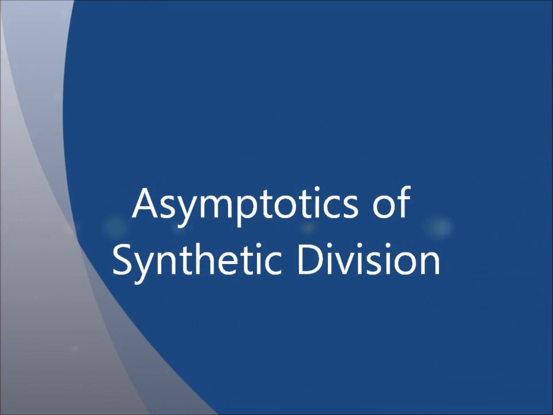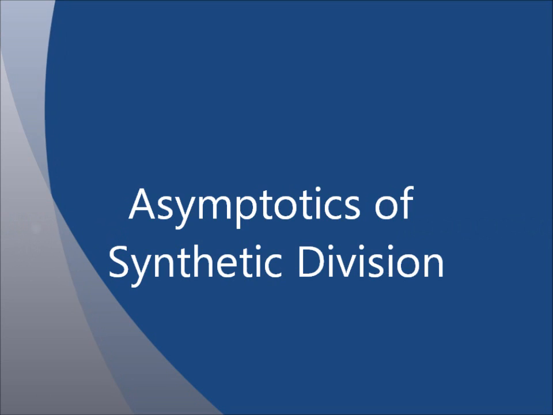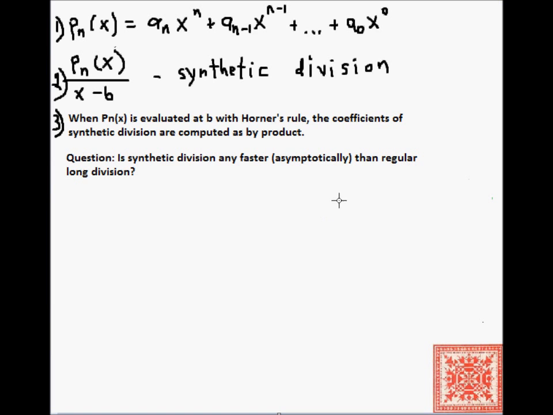In this screencast, we'll talk about some asymptotics of synthetic division. We talked about synthetic division of polynomials in several previous screencasts. So we have the nth degree polynomial Pn of x equal to an times x to the n, plus a(n-1) times x to the n minus 1, all the way down to a0 times x to the 0.